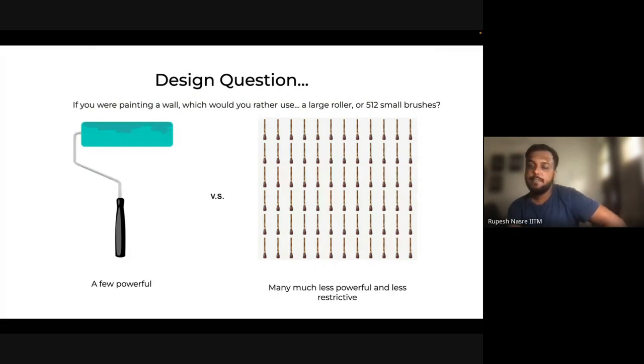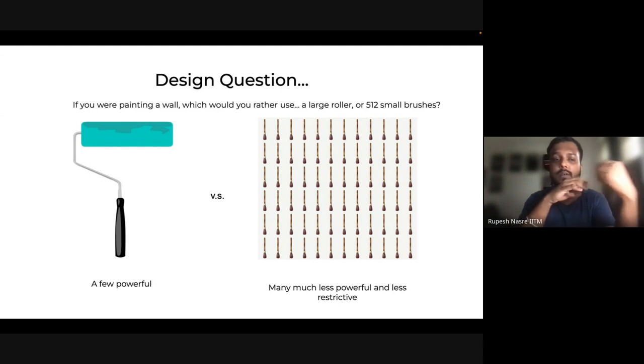So my design question is, if we are painting a wall, what would we rather use? We can go with a few rollers. Few rollers means a quantity of 1, 2, 3, 4, 5, 6, maybe, right? Or we can use a large number of small brushes. What can we think of, which is a good way to approach this question? If we want to paint a single wall, right? So what should I use? Should I use a roller? Should I use small brushes? Brushes can be maybe 5, 12 or more than that. So which is a better way to think of it?